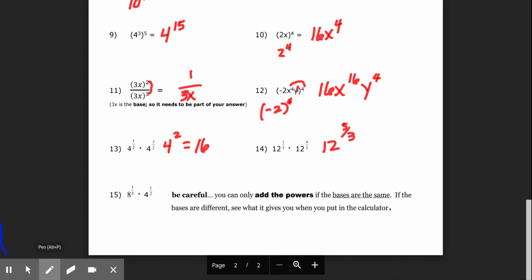Number 15, be careful. You can only add the powers if the bases are the same. So if the bases are different, see what it gives you when you put it into the calculator. So basically when you put it into the calculator, 8 raised to the 1/3 power is 2, and 4 raised to the 1/2 power also gives you 2. So 2 times 2 gives you a whole number of 4.